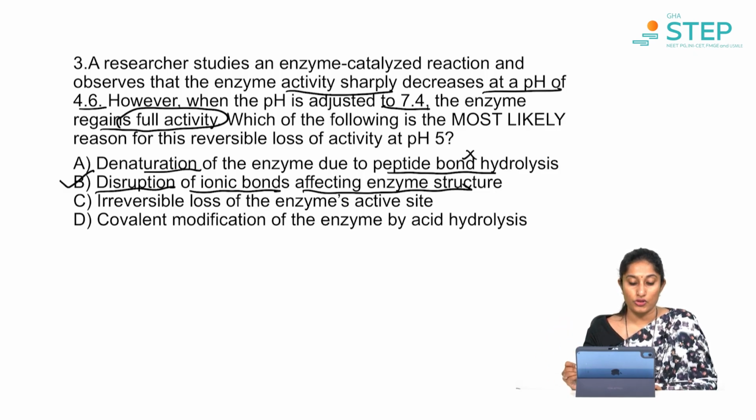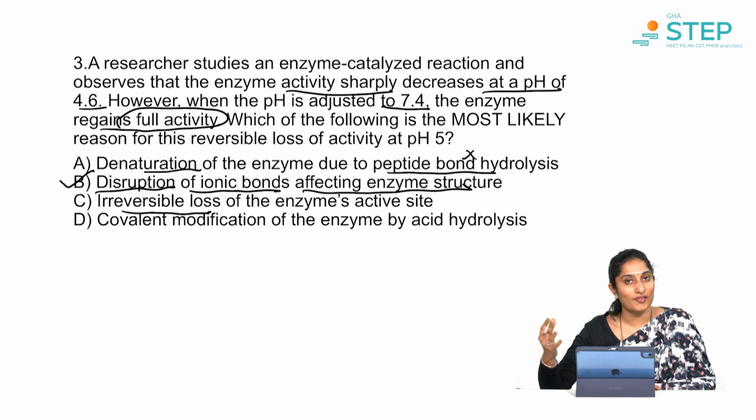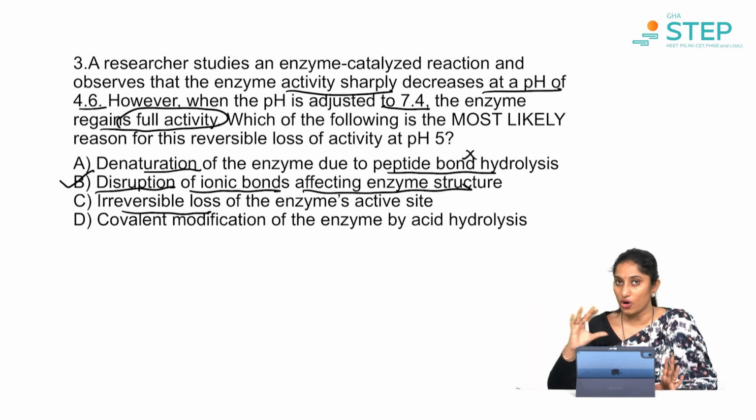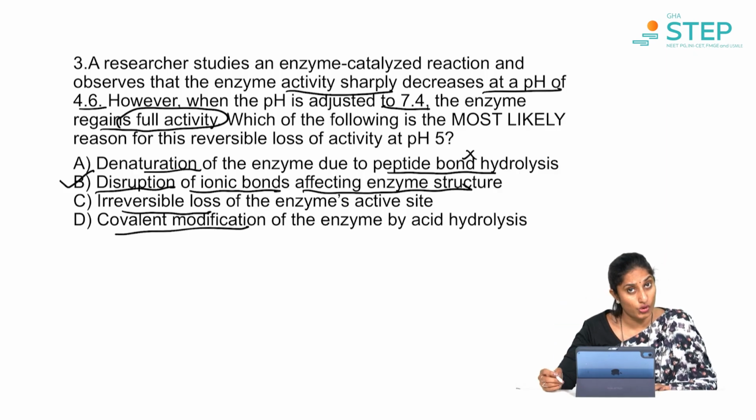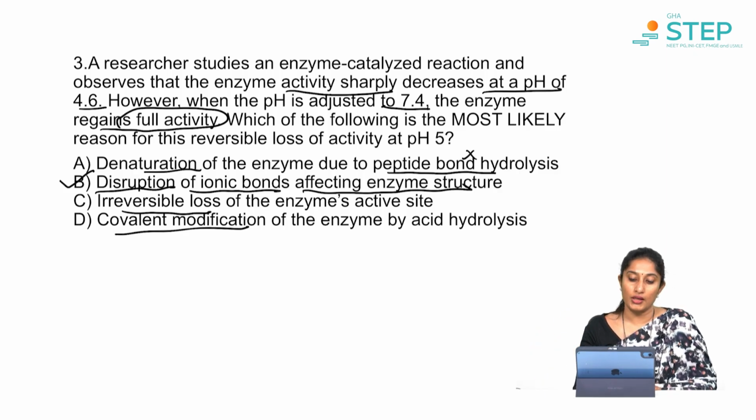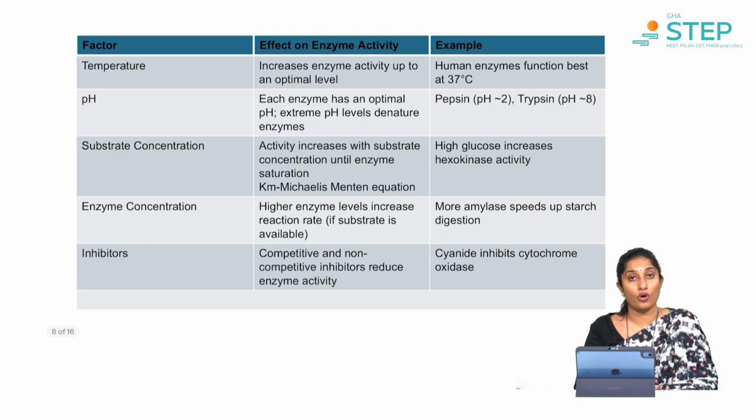Alright. Now, coming to option number C, irreversible loss. I told you, the sentence is telling that once it's brought back to 7.4, the enzyme activity has regained. So, definitely it is not irreversible, this is reversible. Covalent modification, no, covalent is also a very strong modification. So, that is also not possible here. It is not a covalent modification, it is the ionic bonds when you see the word pH.